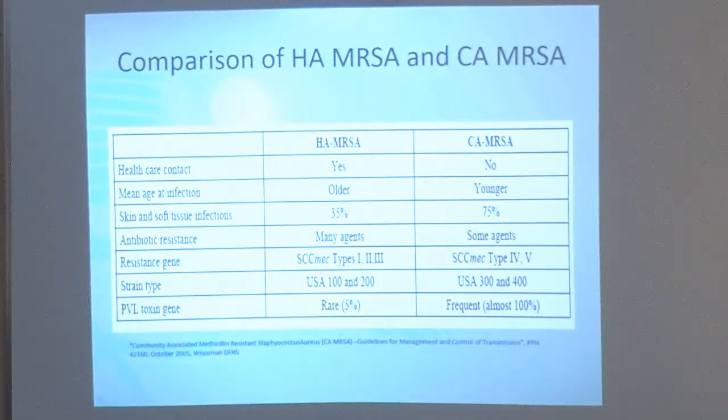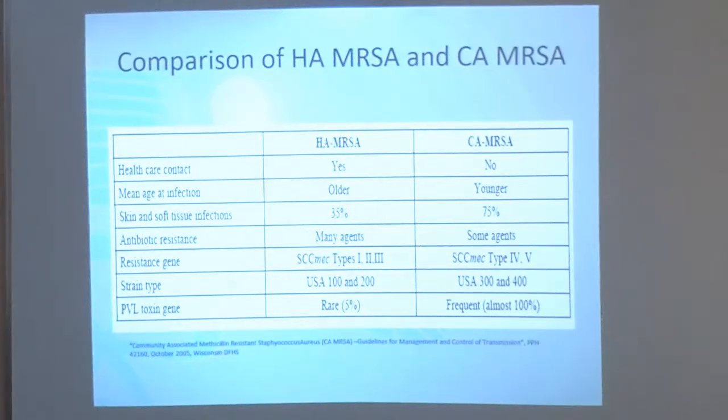Now, let us compare the hospital or healthcare associated MRSA with the community associated MRSA. In healthcare associated MRSA, healthcare contact is a must, hospitalization etc., which is not there in the community acquired one. The mean age of the person infected with the hospital type is older as compared to the community type, in which the patients are younger. Skin and soft tissue infection is 35% in hospital acquired, whereas it is 75% in community acquired. Antibiotic resistance to many other antibiotics apart from methicillin and related antibiotics is seen in hospital acquired, whereas it is not so with the community acquired.